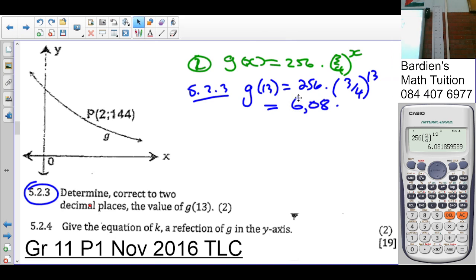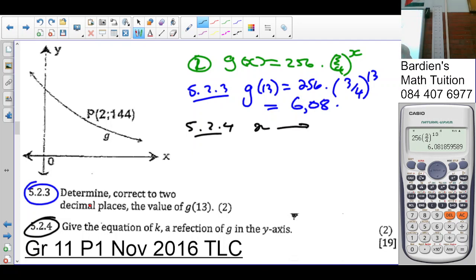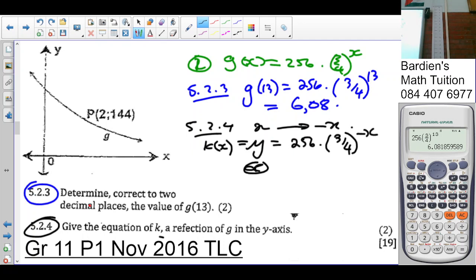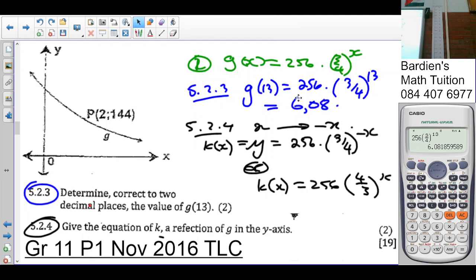Okay. And question 5.2.4, give the equation of k, the reflection of g in the y-axis. So if something is reflected in the y-axis, what happens? X becomes negative. So you say y is equal to 256 times 3 over 4 raised to the minus x. And this is the equation of k of x. Or you could have written it as k of x is equal to 256 times 4 over 3 raised to x. Well, this is accepted.